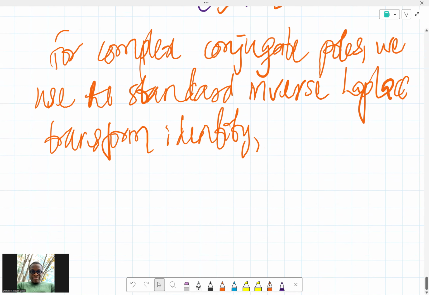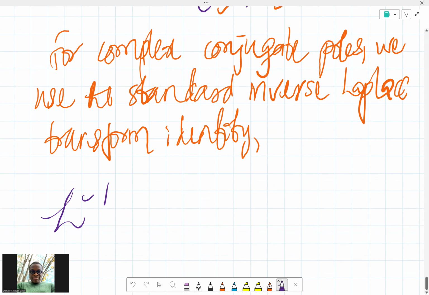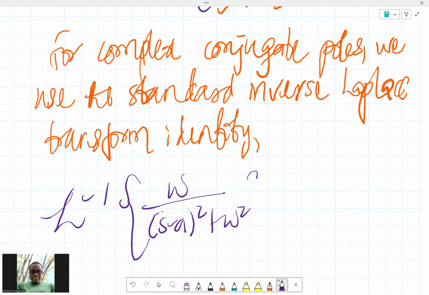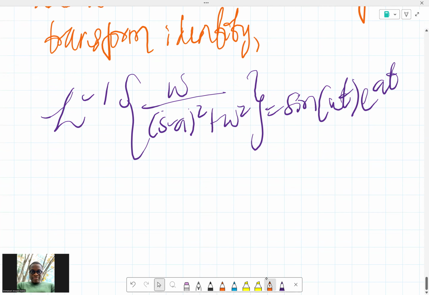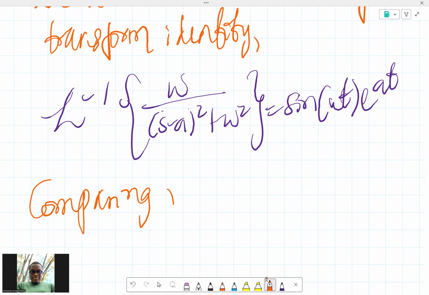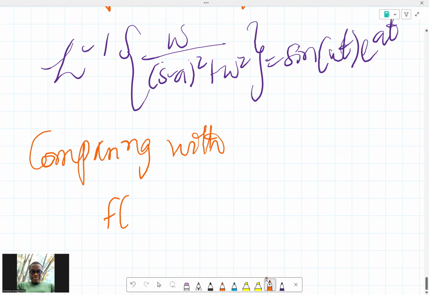So that means we have that the inverse Laplace of omega over s minus a squared plus omega squared is simply sine omega t e raised to power at. If that is the case, we can compare, right? So comparing with f of s now, which is 1 over s squared plus 4.